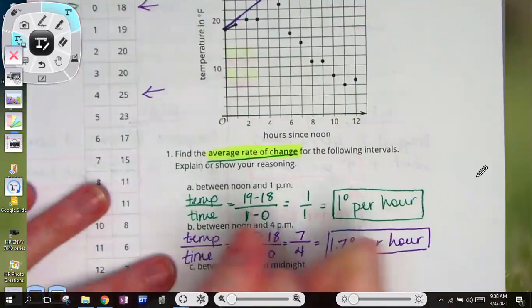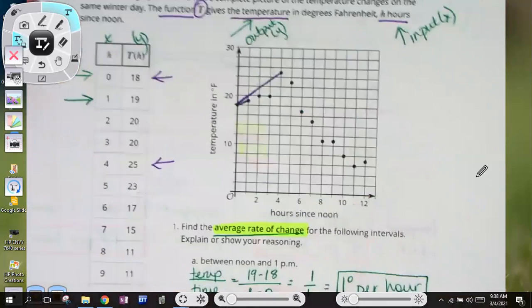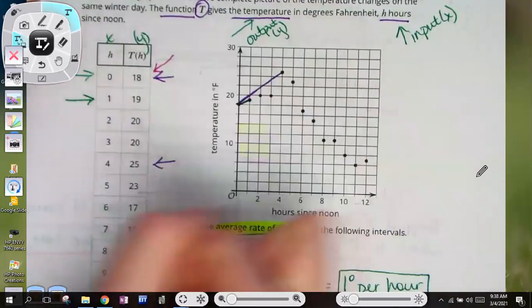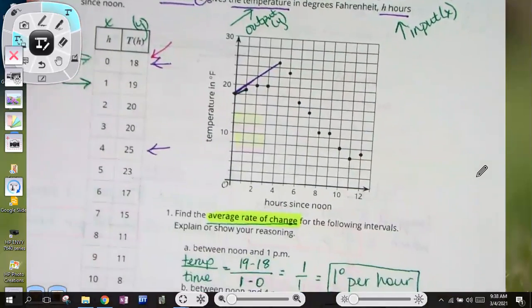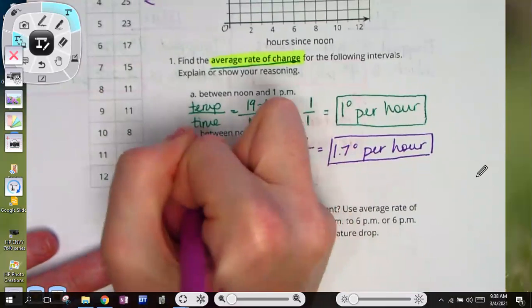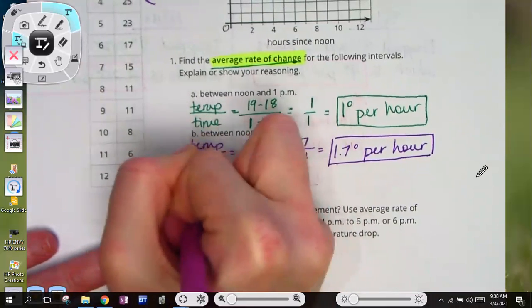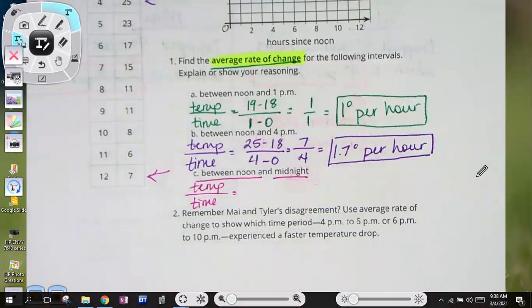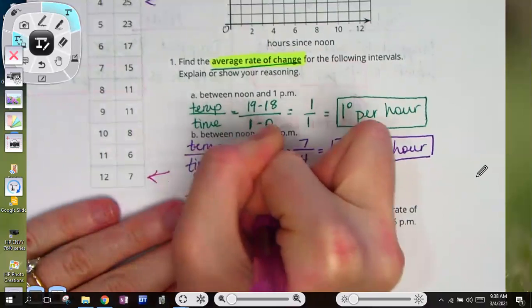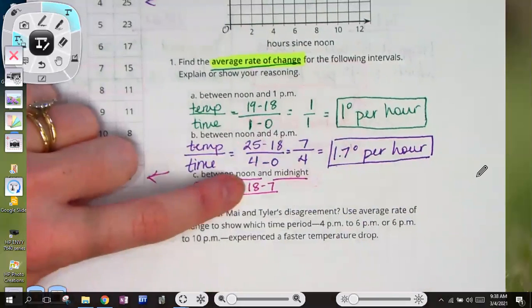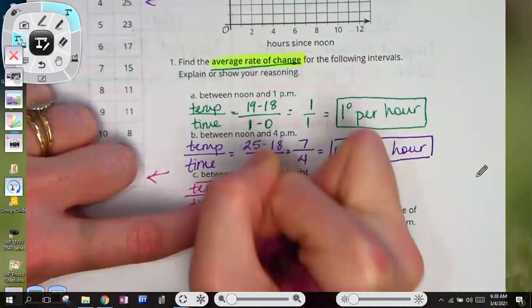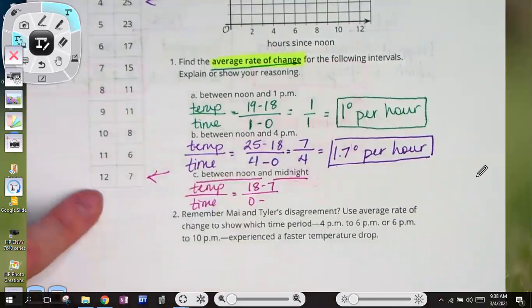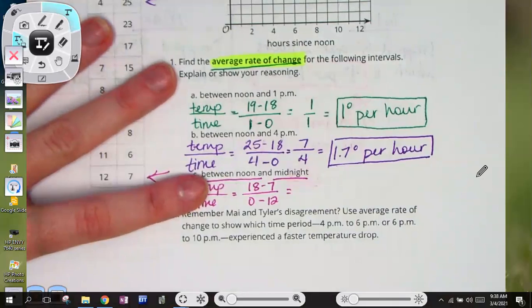It's between noon and midnight. Once again, all the way up here, and midnight all the way down here. So it's the change of temperature over a period of time. I don't want to run out of time. What are my two temperatures? 18 minus 7. What's the time at 18? 0. What's the time at 7? 12. All right, what's 18 minus 7?